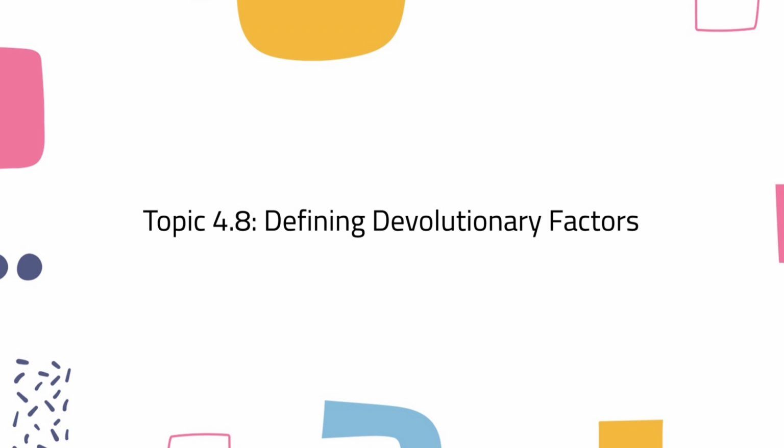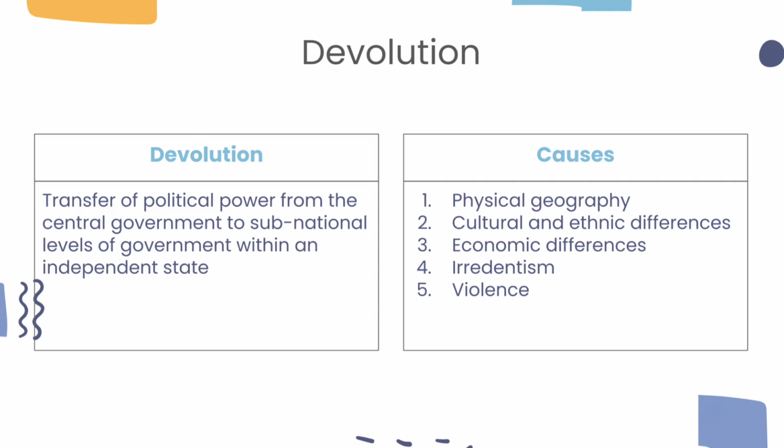What is devolution? Devolution is the transfer of political power from the central government to subnational levels of government within an independent state. This can lead to the creation of federal units, autonomous regions, and new states. There are several reasons for devolution to occur. Devolution can occur for physical reasons. When people are separated by physical geography, some people may feel isolated from the rest of the country.